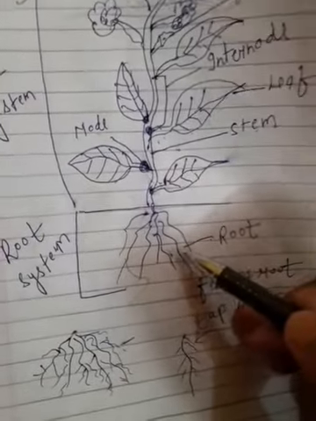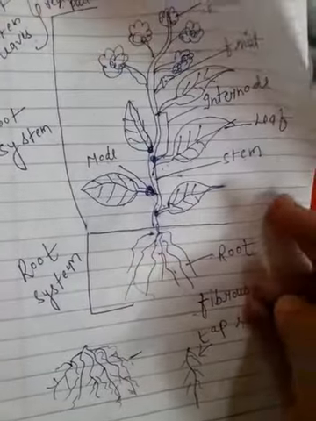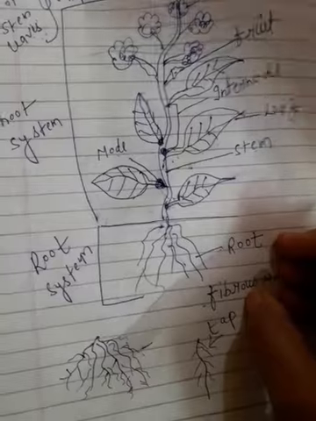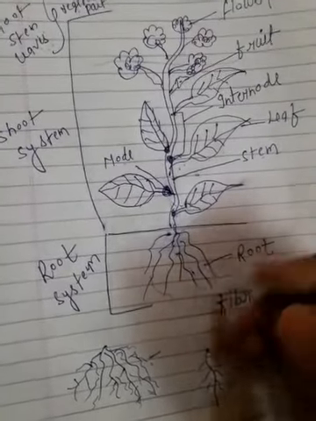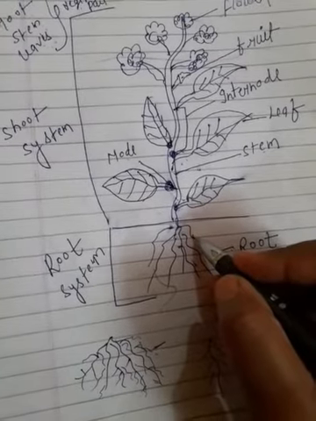What is the function of the root system? The part of the plant body which is fixed to the soil is called the root system.